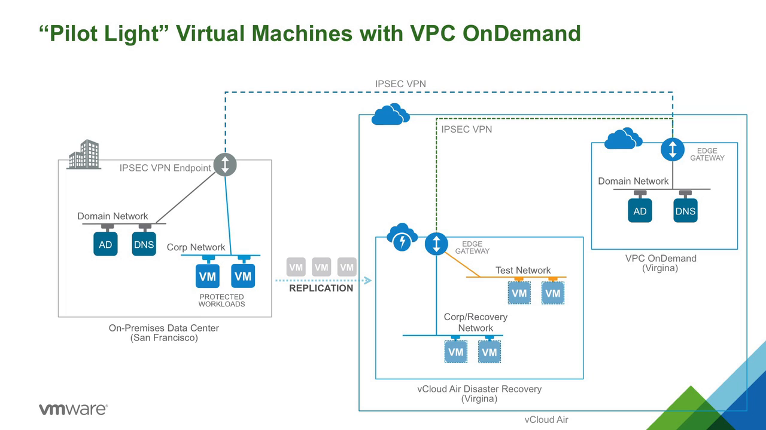We can even go further and use a direct connect connection between our on-premises data center and the vCloud Air Disaster Recovery virtual private cloud, and we can leverage that to speed up our replication. So you could buy a 1 gig link between on-premises and vCloud Air Disaster Recovery and do your replication over that, and then implement the VPN so we can perform our infrastructure authentication locally.